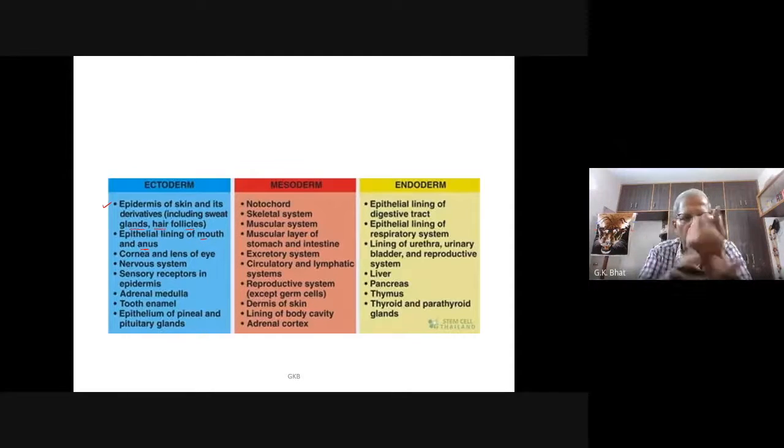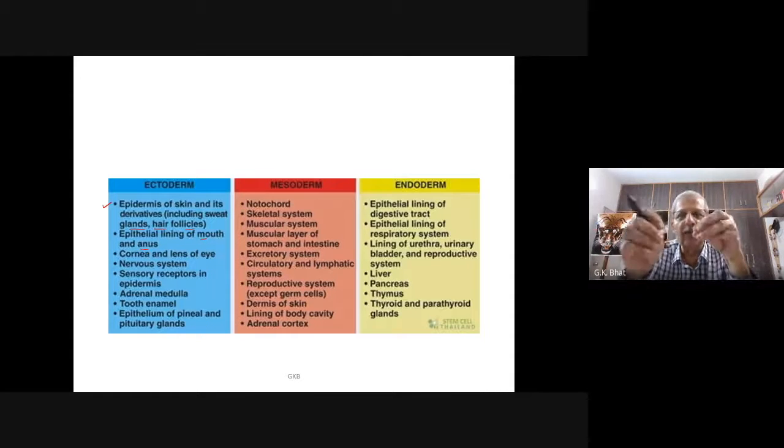As I told you, epidermis of the skin and its derivatives, whatever is present, hair follicles, etc. Your nail, hoof, whatever you come across in mammals. Hoof, of course, you come across in cattle. In humans you come across a nail. It is an ectodermal derivative. Hair is an ectodermal derivative. Lining of the mouth is an ectodermal derivative. Lining of the anus is an ectodermal derivative. Enamel of the teeth is an ectodermal derivative. Cornea is an ectodermal derivative. Lens is an ectodermal derivative. You have sensory receptors, whatever you have in the nose, eyes, skin, etc. All these are ectodermal derivatives. Adrenal medulla is an ectodermal derivative.